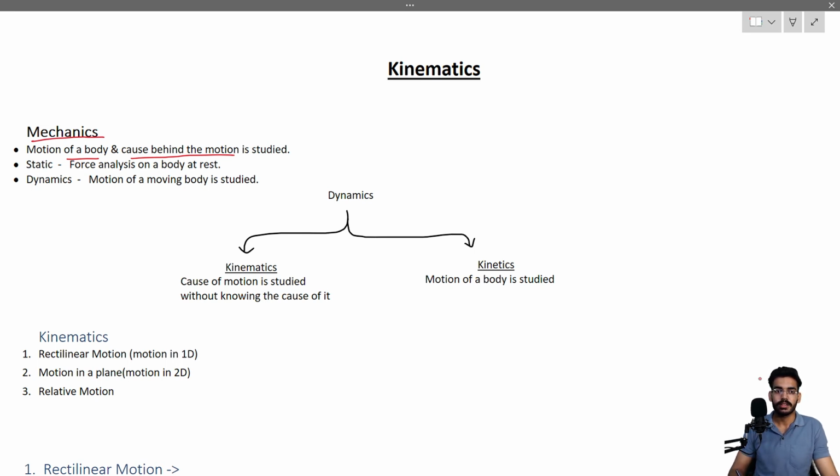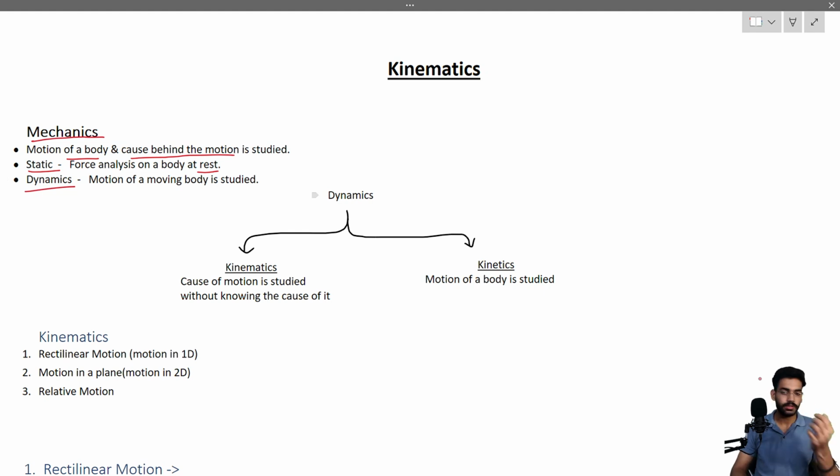Now here two things are defined: statics and dynamics. Statics is when you are analyzing the body when it is not moving, it is at rest. And dynamics means you are analyzing the body when it is moving. So these are basically two definitions.